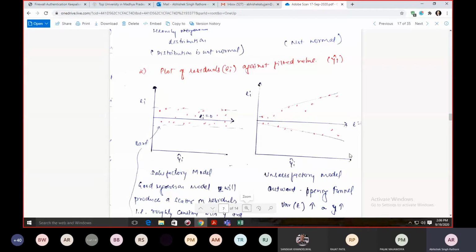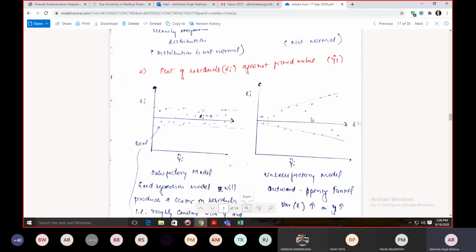If you do not have a constant variance, we can have an opening funnel type of structure, and this is supposed to be an unsatisfactory model. We can say that our model assumptions are not good because we have not identified the characteristics of the data that are available. So when you consider this type of graph, it is an unsatisfactory model.